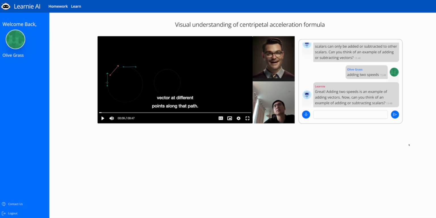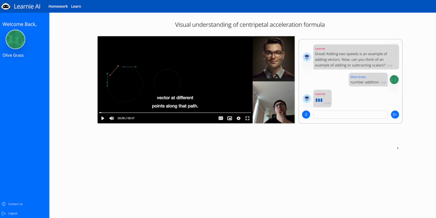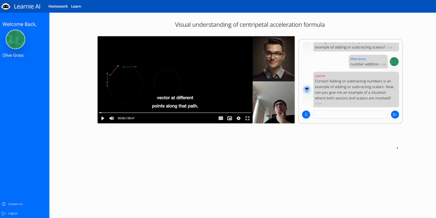Now, can you think of an example of adding or subtracting scalars? Number addition. Let me consider that for a moment. Correct. Adding or subtracting numbers is an example of adding or subtracting scalars. Now, can you give me an example of a situation where both vectors and scalars are involved?